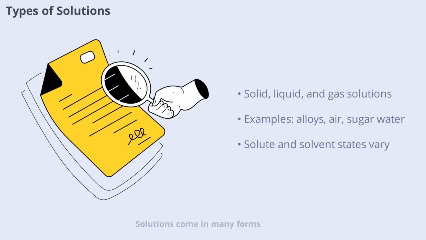Solutions come in many forms, depending on the physical states of their solute and solvent. For instance, solid solutions like alloys involve a solid solute and a solid solvent, such as copper dissolved in gold. Liquid solutions are perhaps the most familiar. Think of sugar dissolved in water or ethanol mixed with water. Even gases can form solutions, like oxygen dissolved in water, or air itself, which is a mixture of gases.